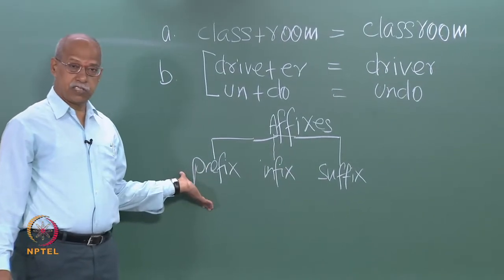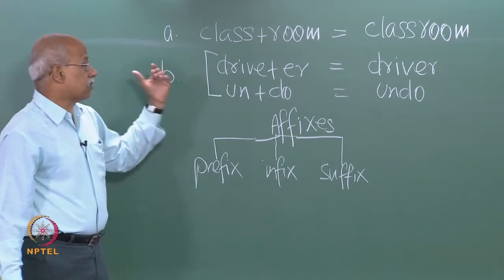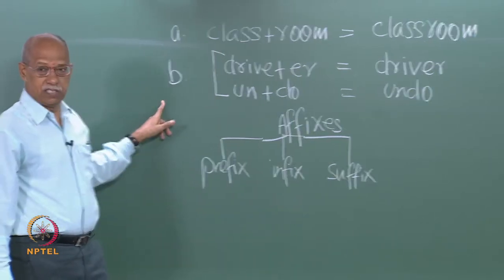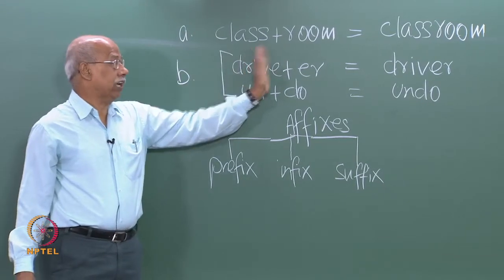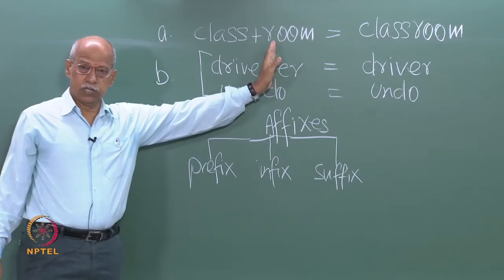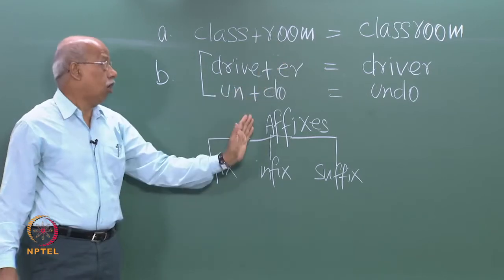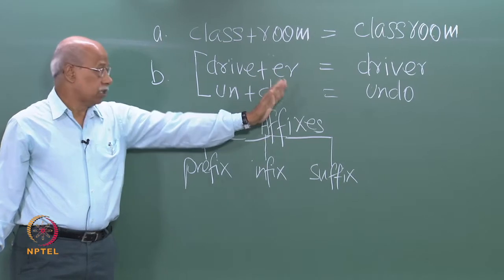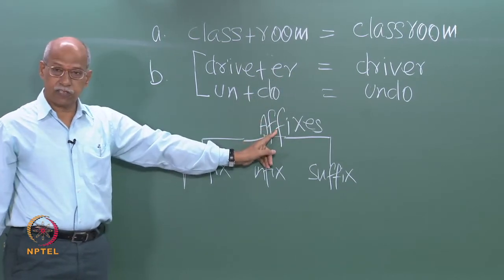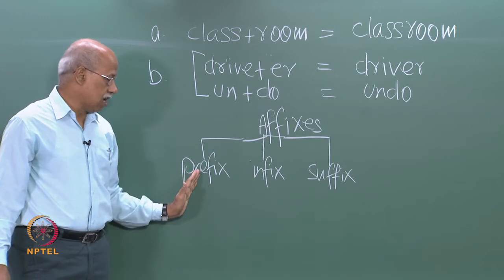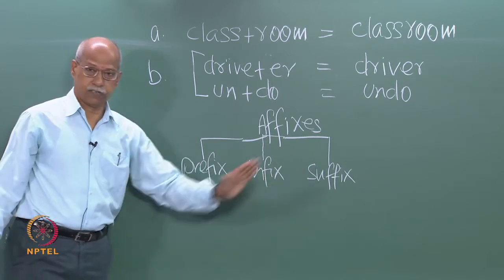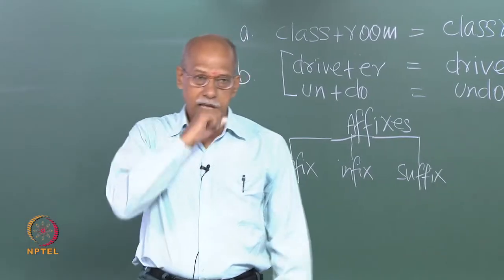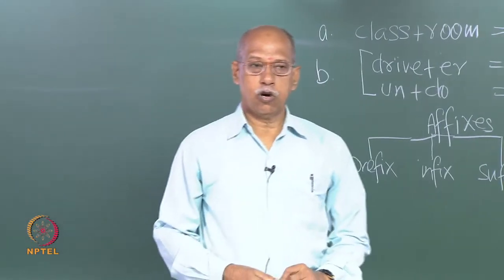As far as the linguistic theory is concerned, the fact remains that we can make new words in either of the two ways. Either we put two existing words together and we get a third word, or we put a word plus part of another word. Okay? This part of another word is known as affix. Affixes can be of three kinds: prefix, infix, suffix.